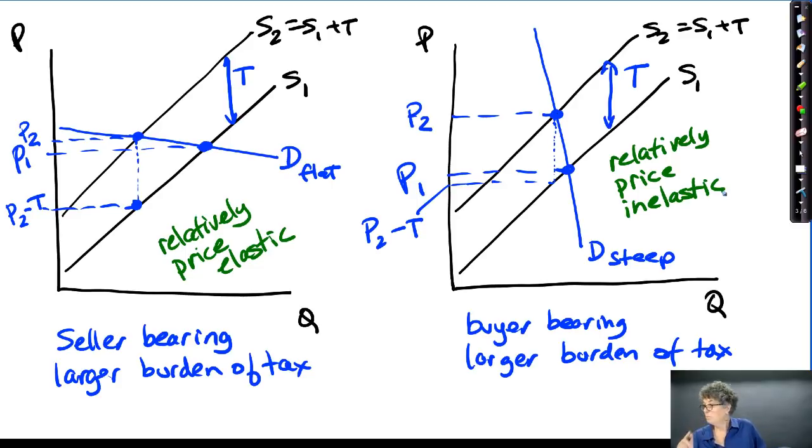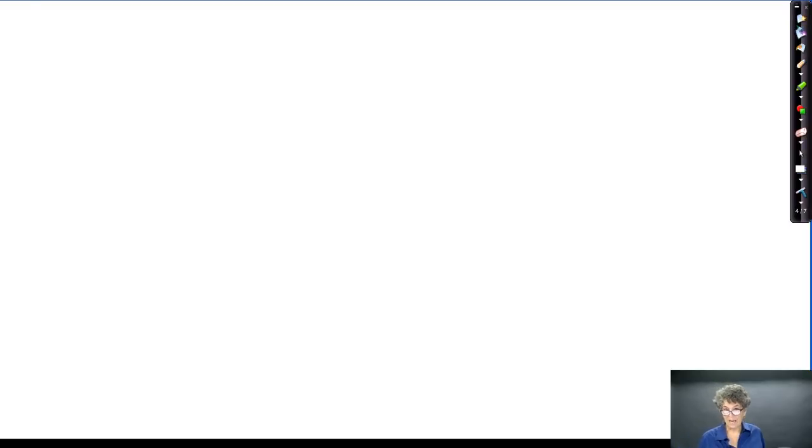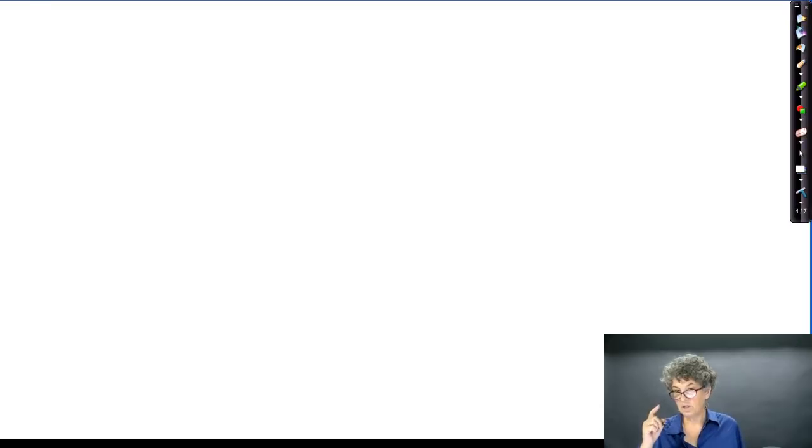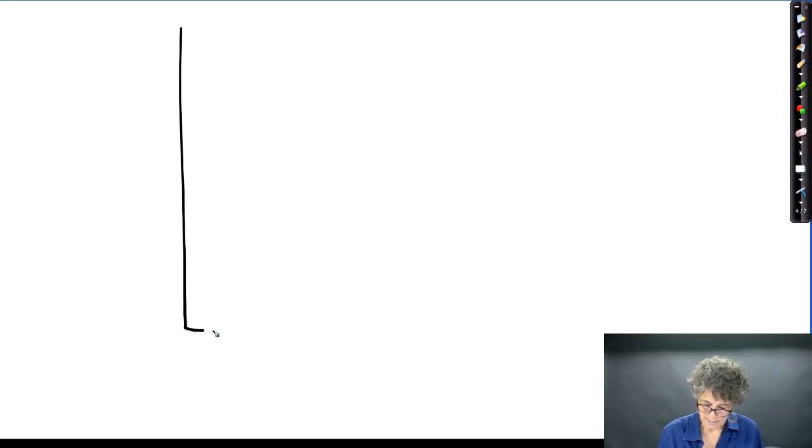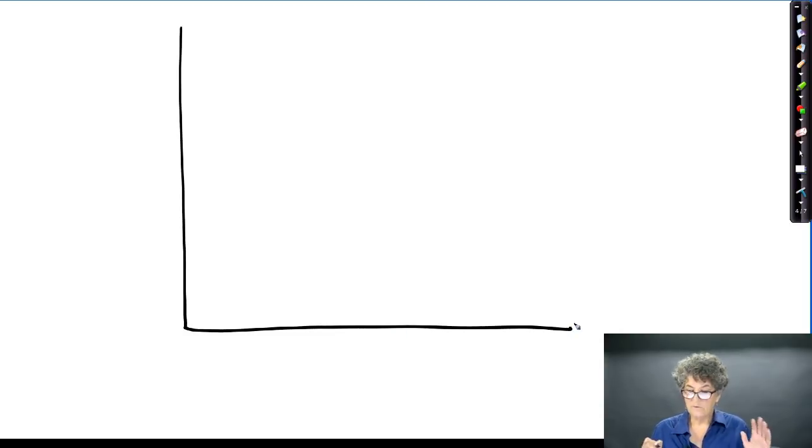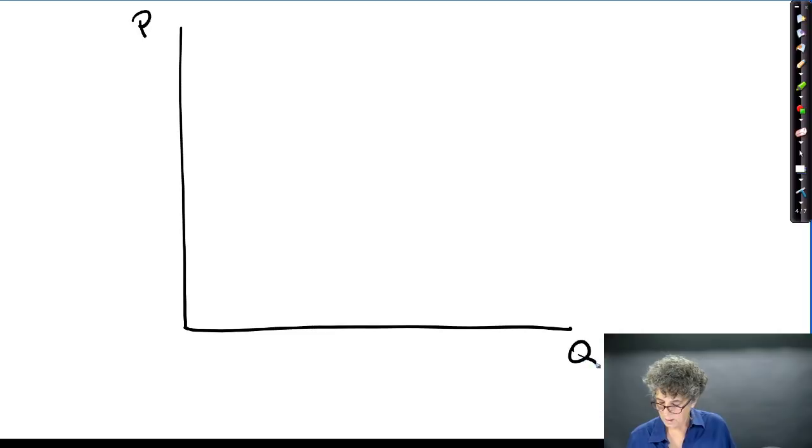All right, there's one more thing we need to show, and we need to show the effect of a tax on the consumer surplus and the producer surplus and the total surplus and this thing called deadweight loss. So one more time, I'm going to draw a picture. So here's my axes. I have a lot of colors to choose from, and it's nice to have a lot of colors for this particular graph. Price on the vertical axis, quantity on the horizontal axis.